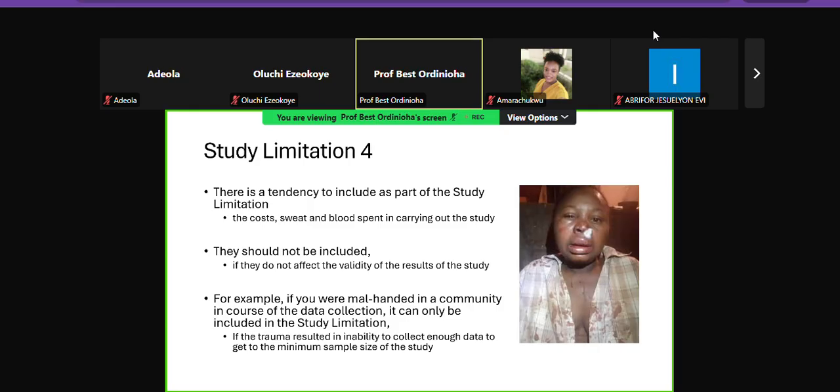And I also must say that at times you can run into trouble. You can be beaten if adequate security measures are not taken. But just know that unless that results in the loss of your data, it is not likely to affect the validity of your study. Okay. So that is the study limitation.